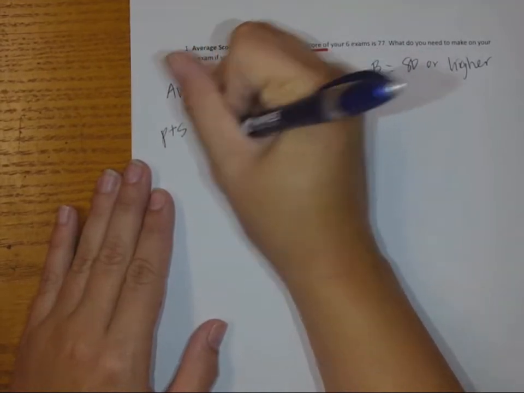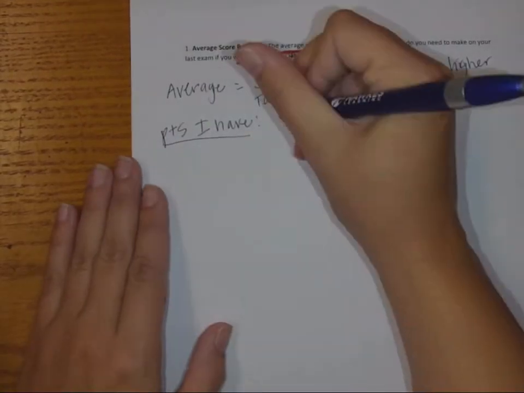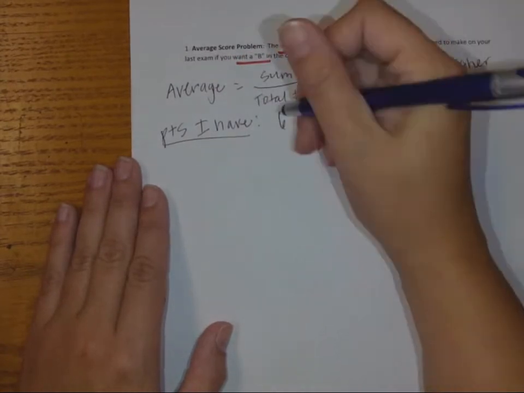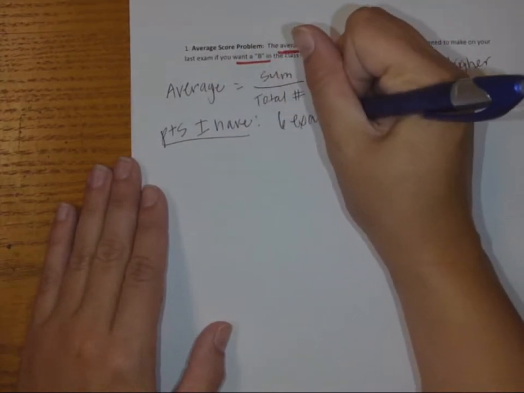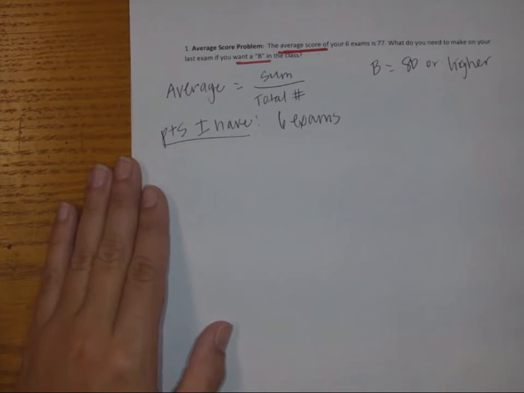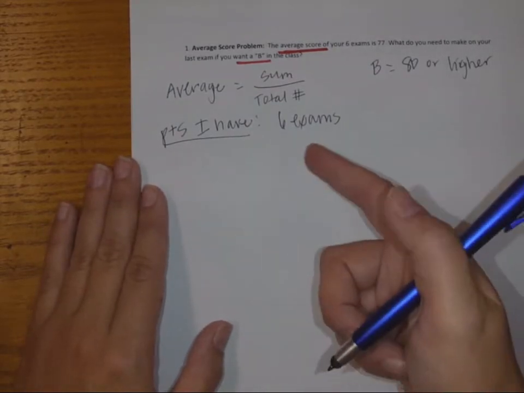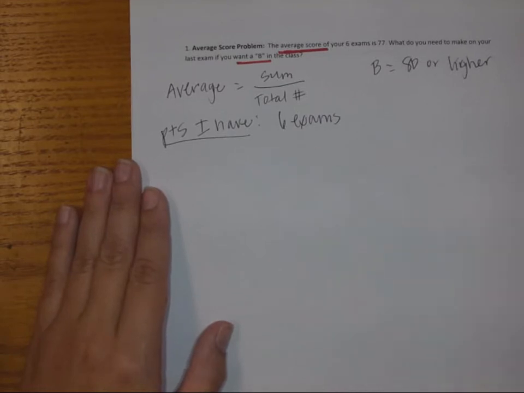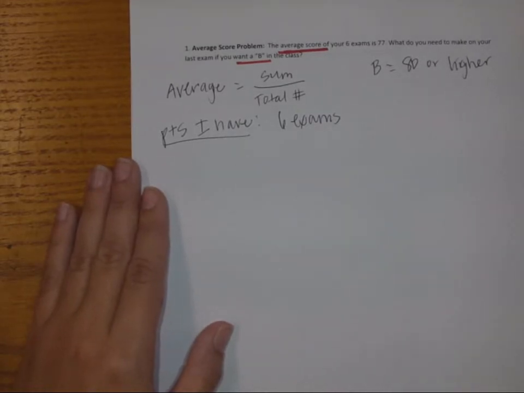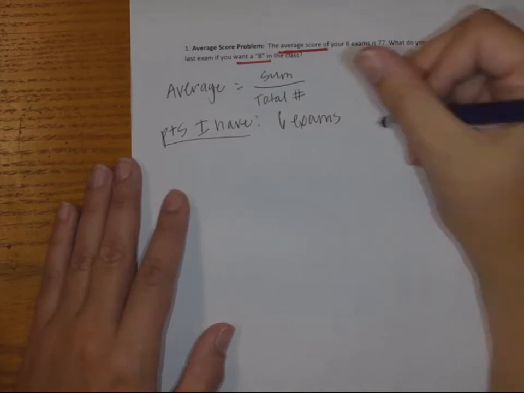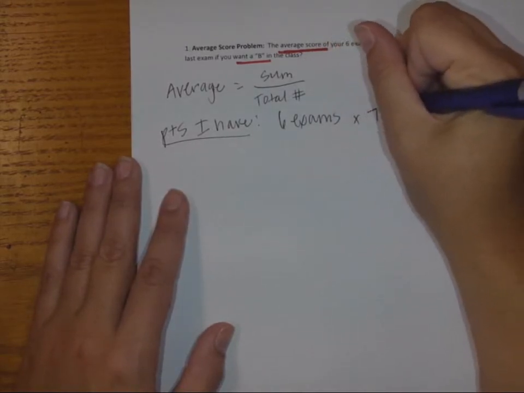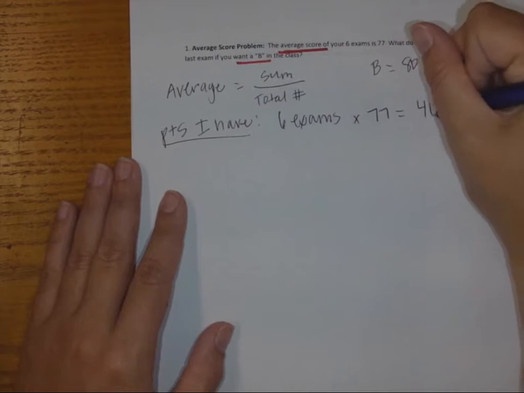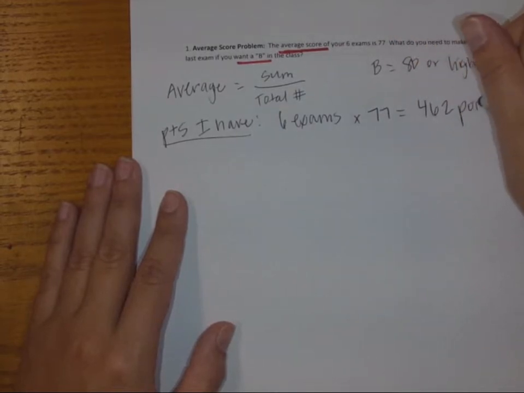So the points I have so far in the class: I've taken 6 exams, and the average is 77. So I can pretend like I made a 77 on all 6 exams. You more than likely didn't, but that's what an average is. It means I could pretend I made the same grade on all of them, and it all comes out the same. So 6 exams times 77 gives me a total of 462 points.